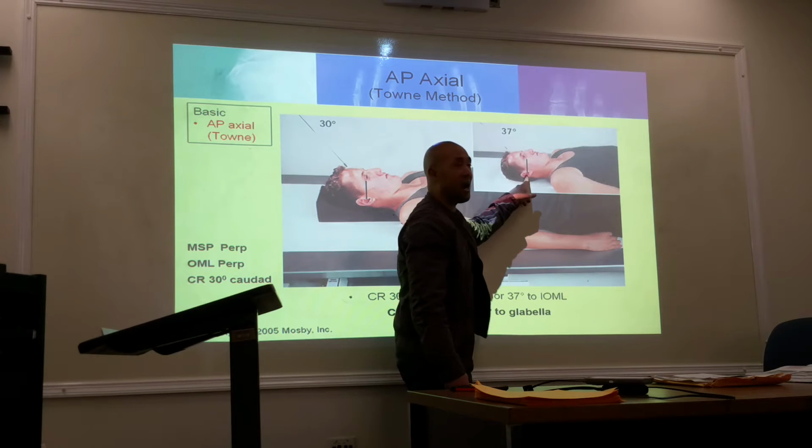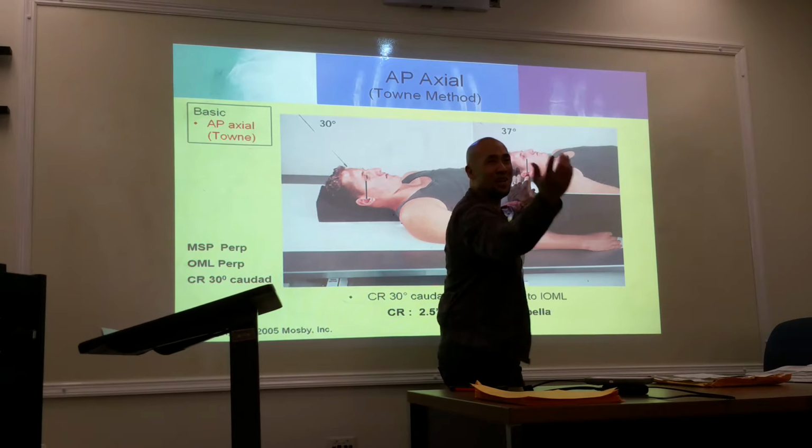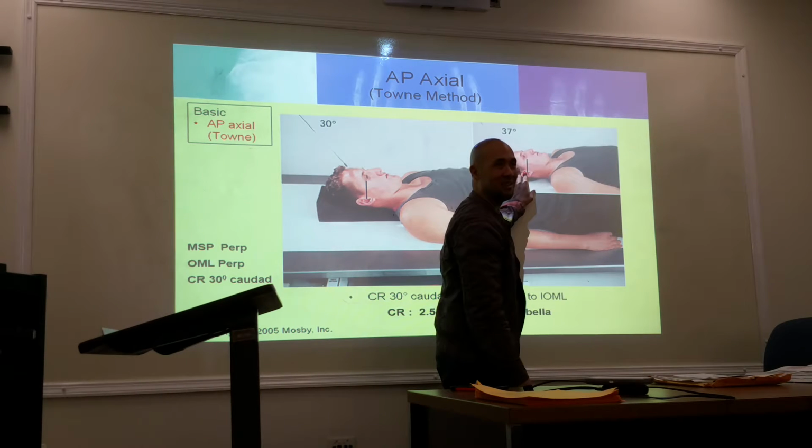Okay? And if you use the IOML, what's another name for the IOML? Inferior. No, what's the other name for it? It has a name. Bottom of your eye hole. It has a person's name to it. The Frankfort-Nasal line. The Reid's. This is the Reid's baseline.